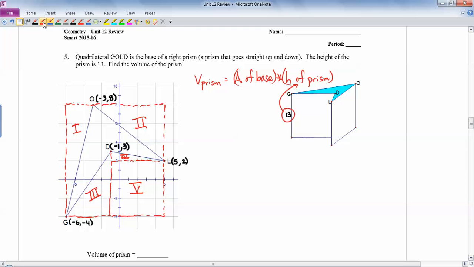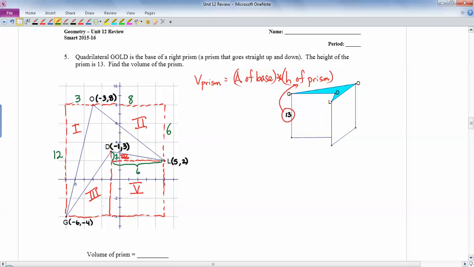So let's go ahead and label the side lengths that we have here. So let's see, -6 to -3 across is 3, 8 to -4 is 12 down. This is going to be 8 across, 6 down. D to L, it goes from 3 to 2 for the y value, so it's just 1 unit down. This is a 1. And let's see, -1 to 5 would be 6 units across, so this is 6.